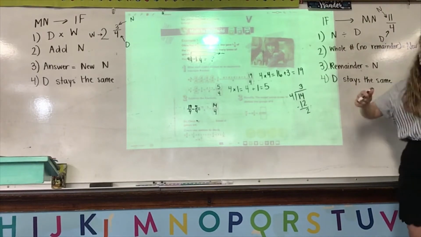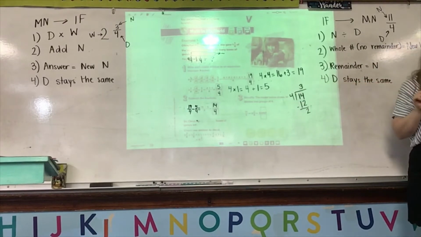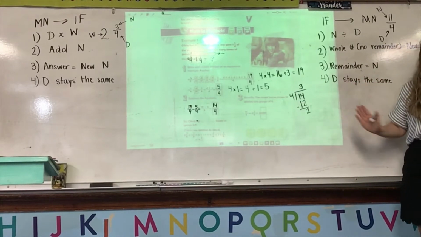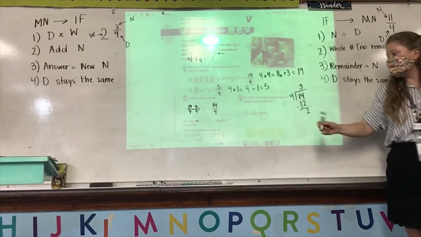3. Come on. The whole number, which is the answer without the remainder, is our new whole number. Class, what is our new whole number for our mixed number? 3.